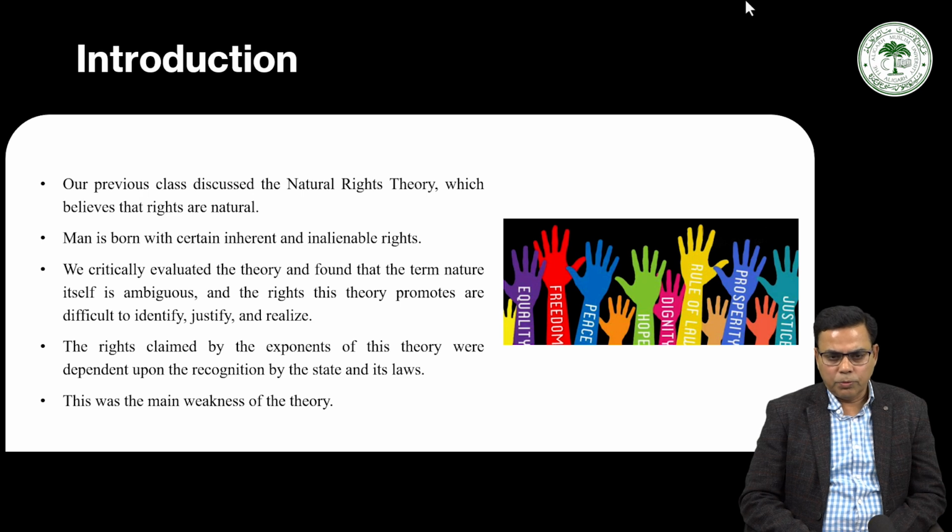The rights claimed by the exponents of this theory were dependent upon the recognition by the state and its laws. This was the main weakness of the theory. For example, if the natural law or nature has given some rights, then these rights need to be recognized by the society and the state. If the state does not recognize rights, then they will not become a legitimate claim. So rights need to be supported by the power of law.